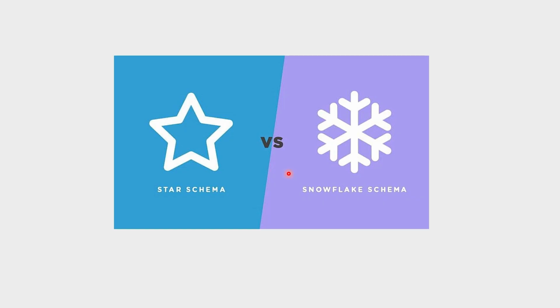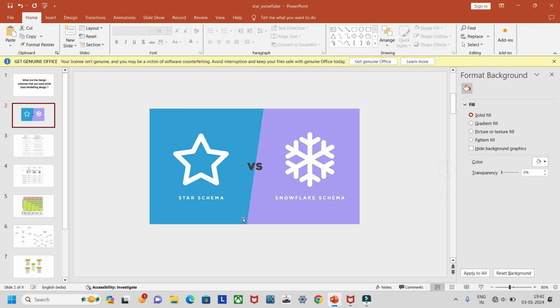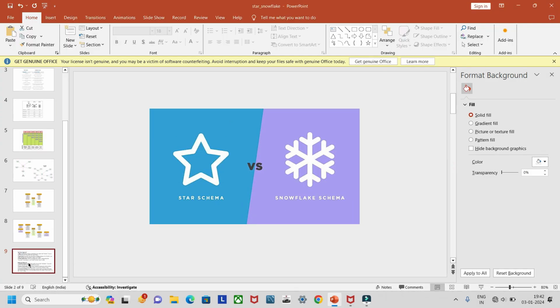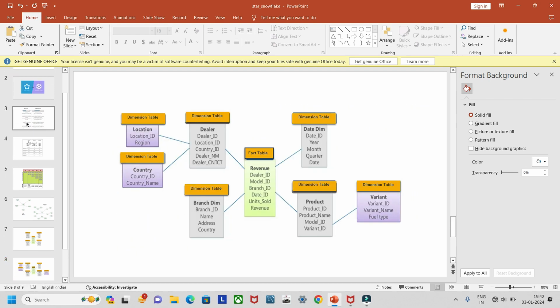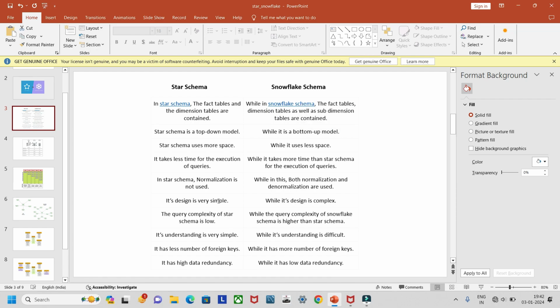That's pretty much all about it. Basically we have seen the difference between the star schema and snowflake schema. Understand the difference here. You may be asked this question in an interview.